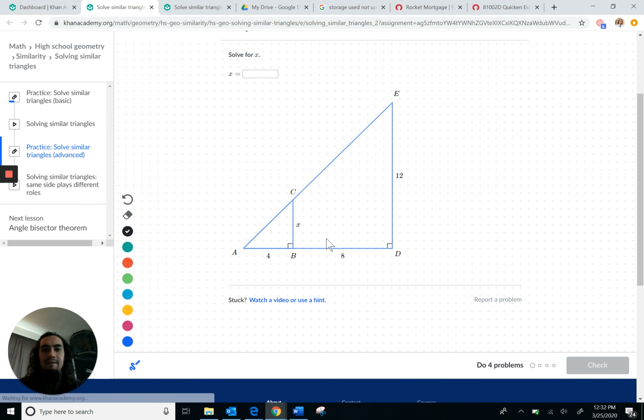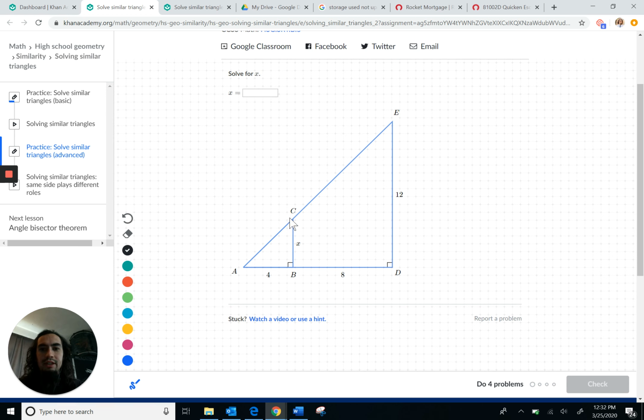First thing, I've got 2 triangles here. I've got one here, and I've got a big one here. The first thing I want to do is actually draw them separate. And let's see how good I can draw this freehand.